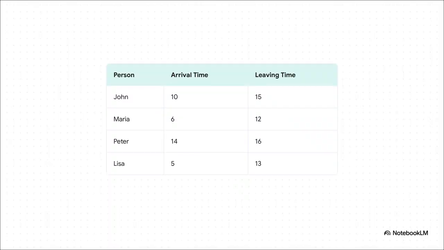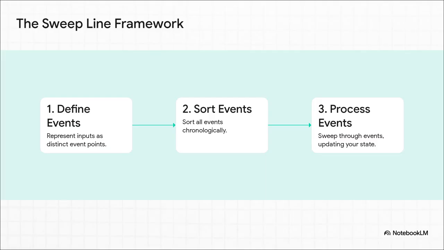Okay, here's some sample data. We've got John, Maria, Peter, and Lisa, with their arrival and leaving times. Now, here's the big idea, the core insight of the sweep line algorithm. Stop thinking about these as intervals of time. Instead, think of each arrival and each departure as a distinct event that happens at a specific point on a timeline.